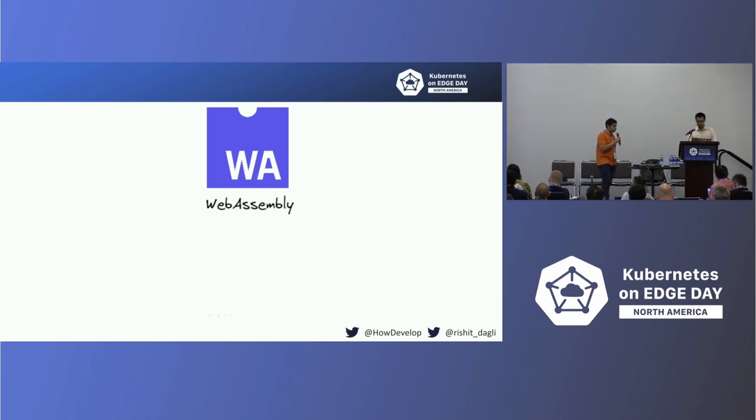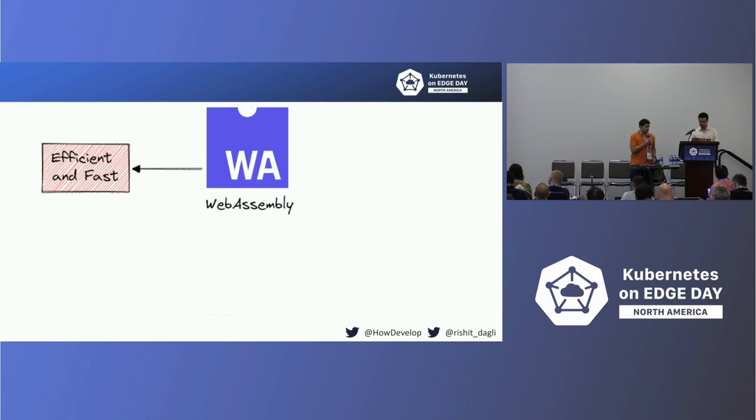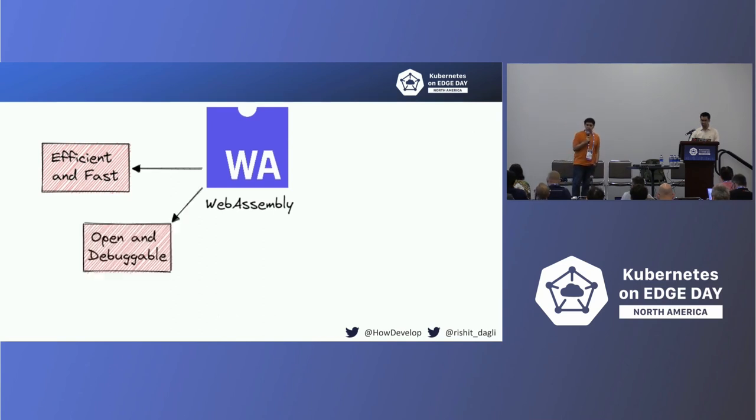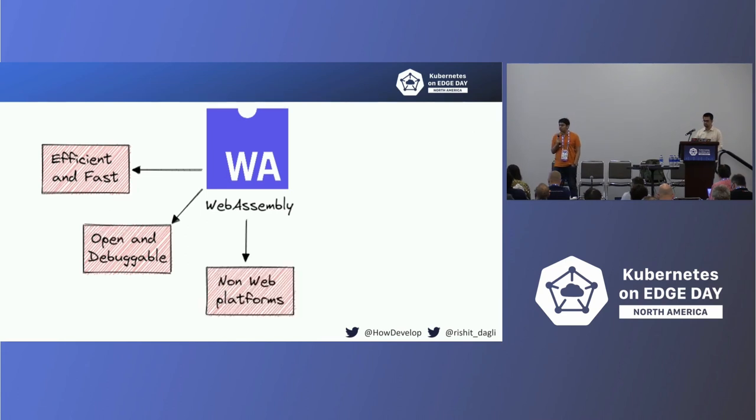So I want to talk about WebAssembly, especially in the context of edge, because it's efficient and fast. It's higher level than machine code, but it's pretty efficient and fast. It's also open and debuggable.